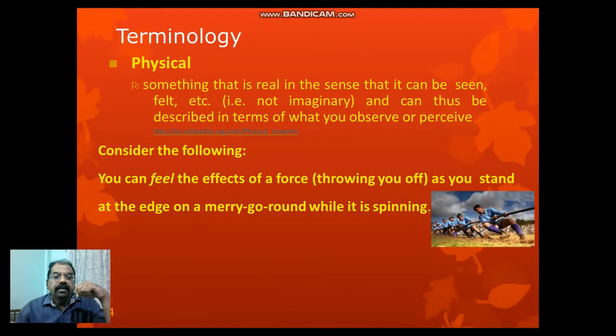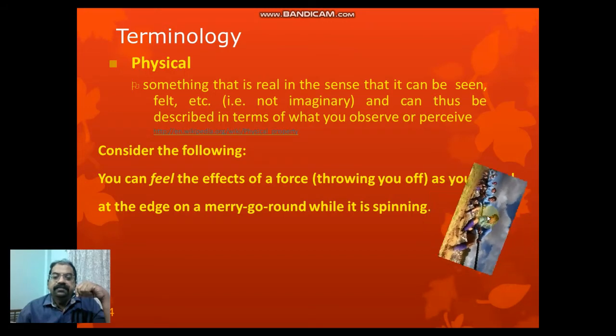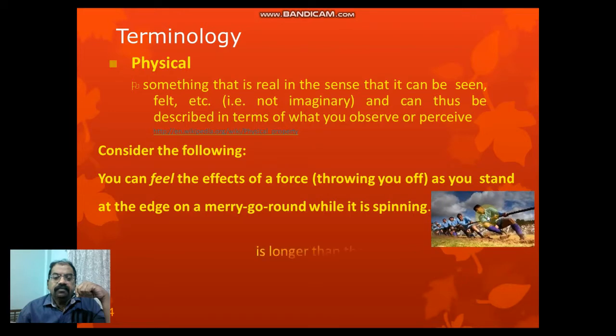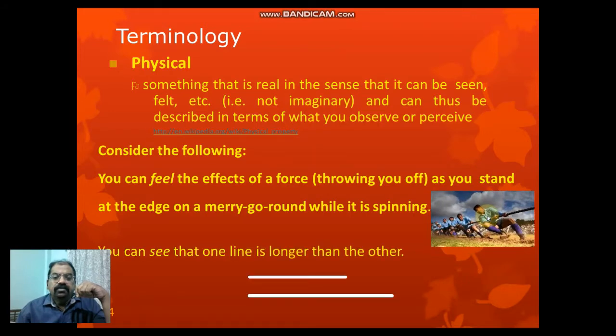Consider the following. You can feel the effect of force throwing you off as you stand at the edge of a merry-go-round while it is spinning, and here also when you are pulling that rope, you can feel the force of the opponent, right? Now there are two lines here. You can physically see that one line is longer than the other.